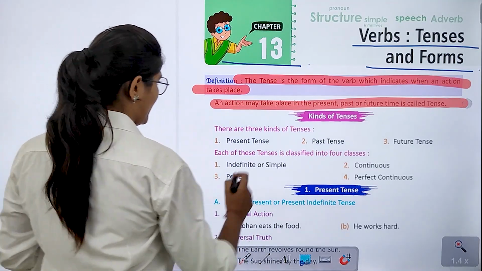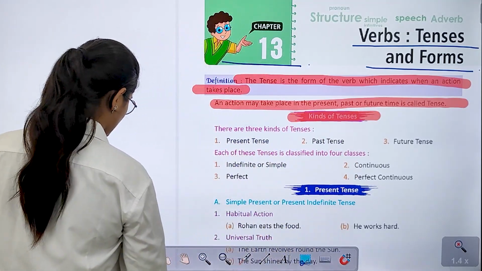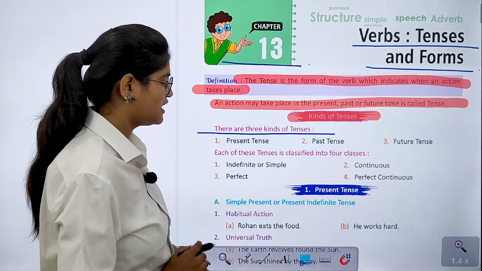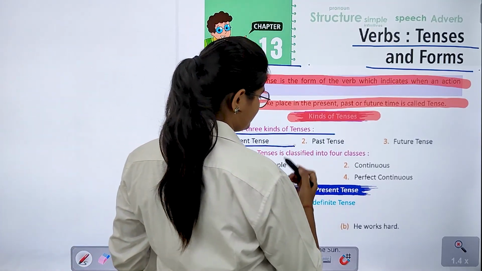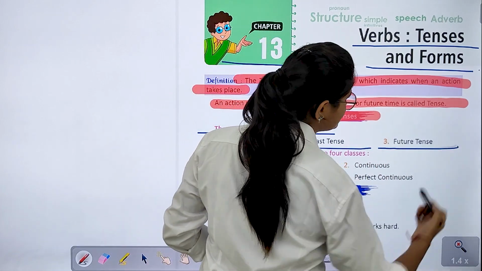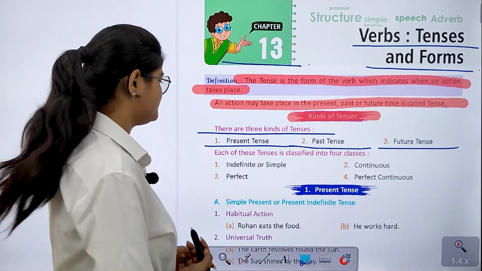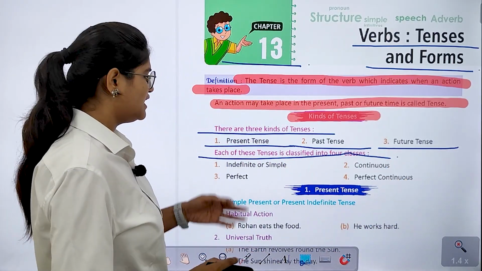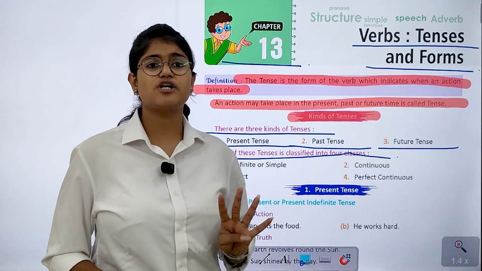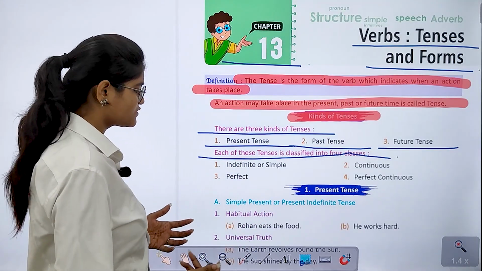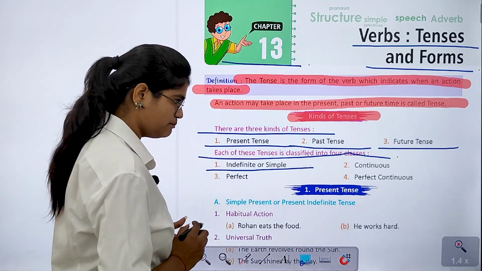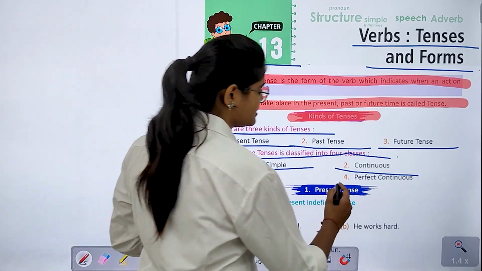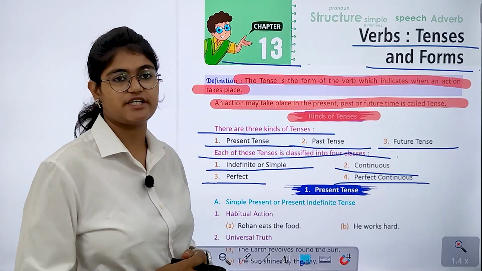So further we have kinds of tense. So now let's begin with kinds of tense. There are three kinds of tenses. We all are aware of them: the first one is present tense, then past tense and the future tense, right? After that, each of these tenses is classified into 4 classes. कि हर tense जो है वो 4 parts में divide किया गया है. The first one is indefinite or simple. The second is continuous. The third is perfect, and the fourth one is perfect continuous.